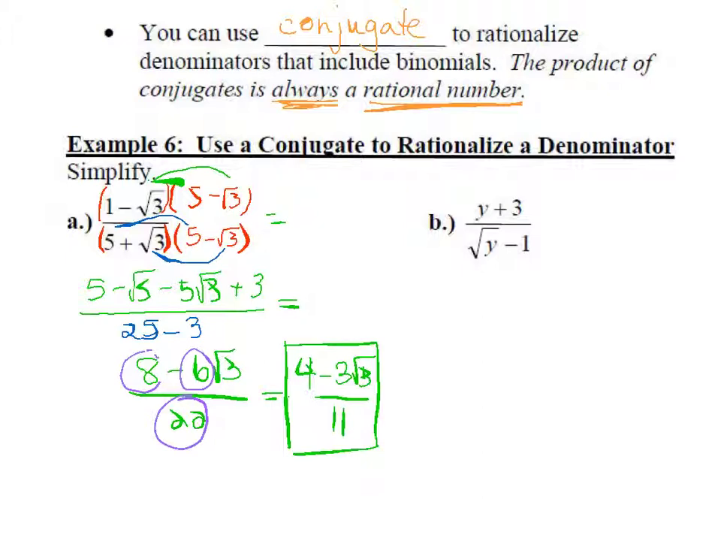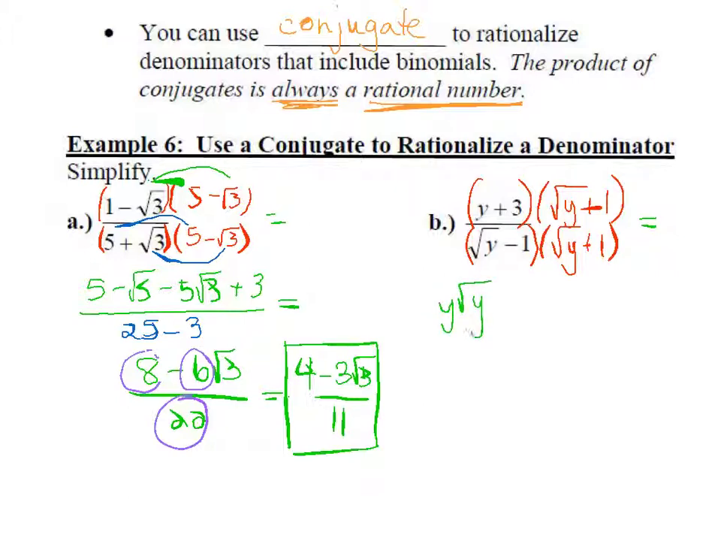Now, the same concept happens on B, even if you're multiplying by an expression. An expression has variables and numbers. So in this case, we're going to multiply top and bottom by the square root of y plus 1. On top, we're going to need to FOIL. We're going to multiply a y on the outside times a radical y on the inside. That will give us y radical y.